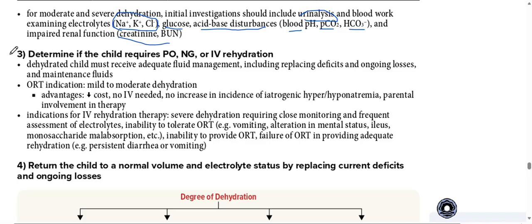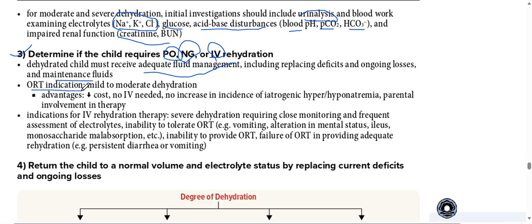Now the third thing to assess in dehydration is to determine if the child requires peroral, nasogastric or IV rehydration. A dehydrated child must receive adequate fluid management. The first line treatment is definitely fluids, including replacing deficits and ongoing losses, and maintenance fluids can also be given. So basically bolus fluids and maintenance fluids both can be given.